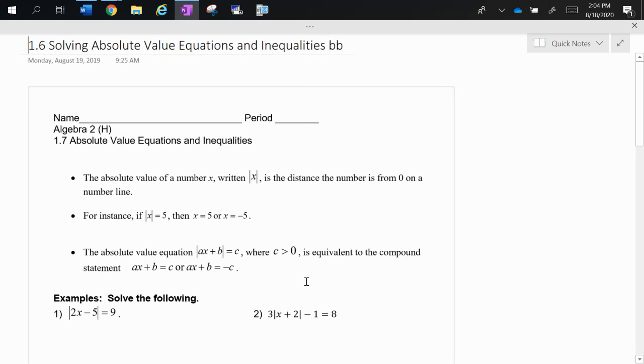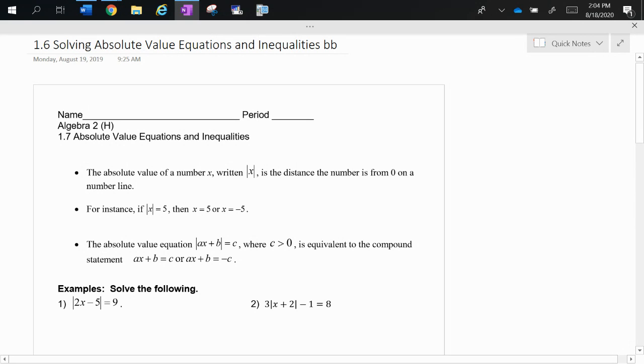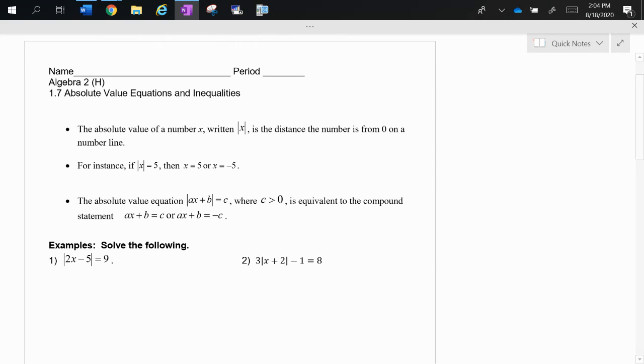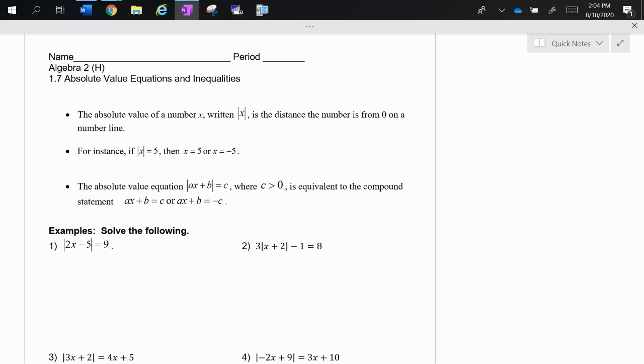We are ready to talk about an absolute value equation and an absolute value inequality. Before we do that, let's make sure we remember what absolute value means. The absolute value of a number, written with the two vertical bars, |x|, is the distance from 0 on a number line. So for instance, the absolute value of x is 5 means that x would either be 5, because the absolute value of 5 is 5, or negative 5, because the absolute value of negative 5 is also 5.